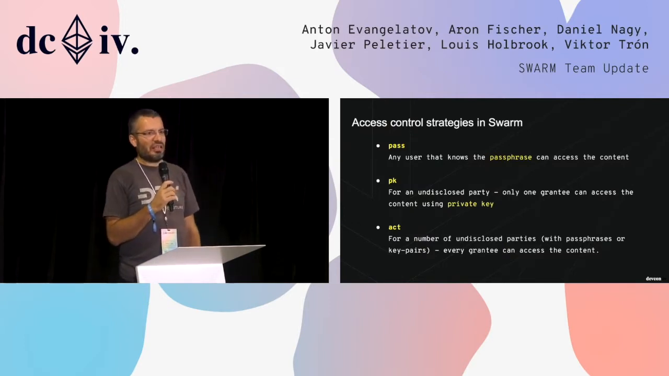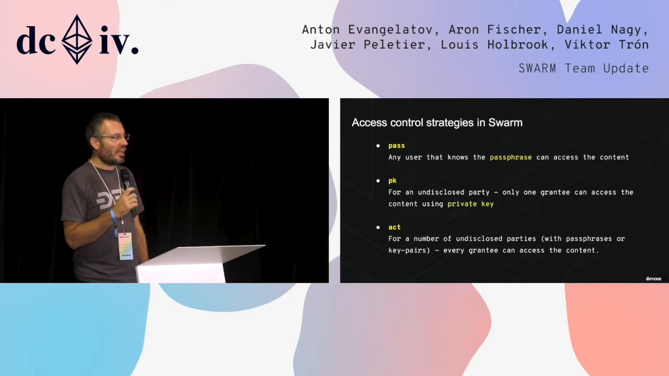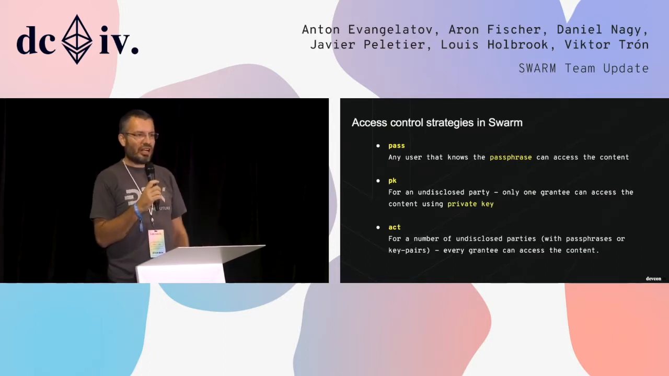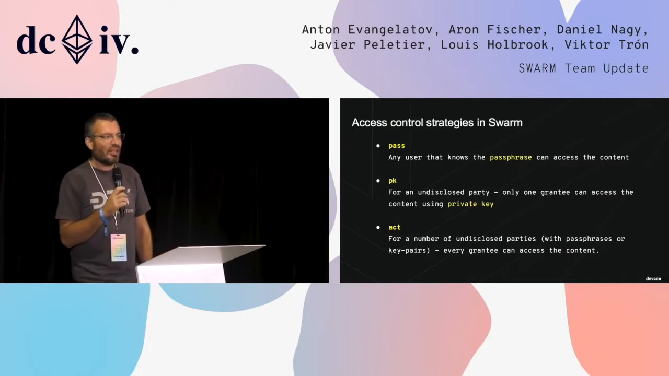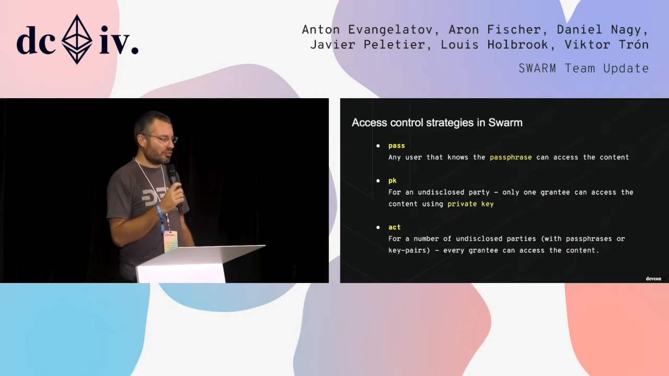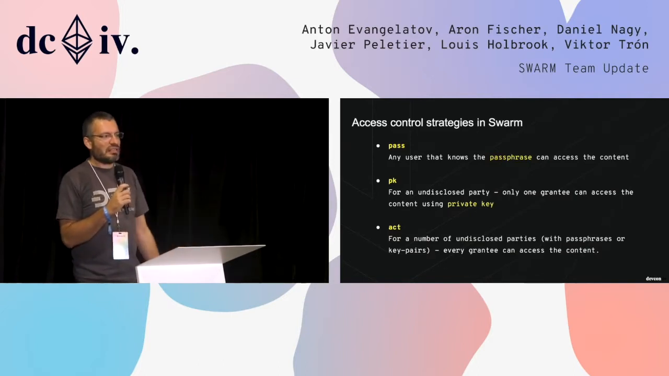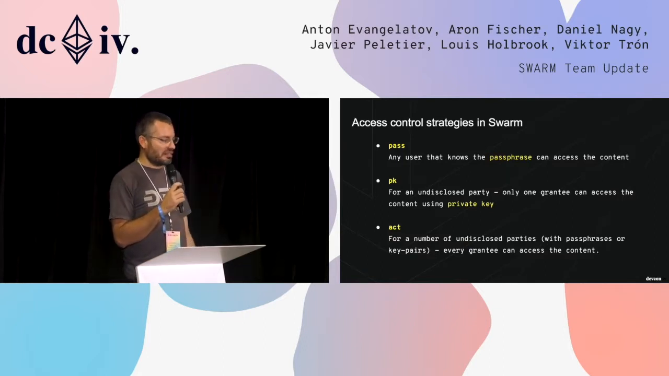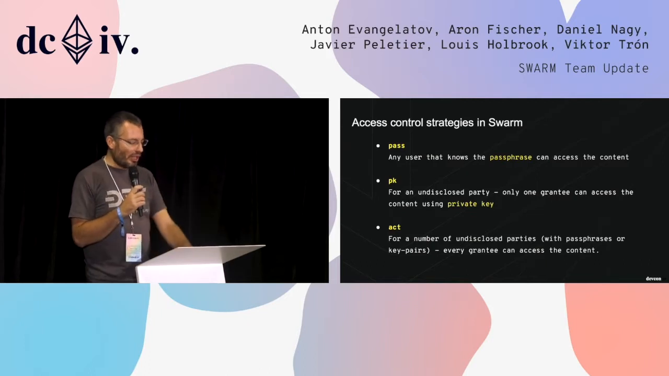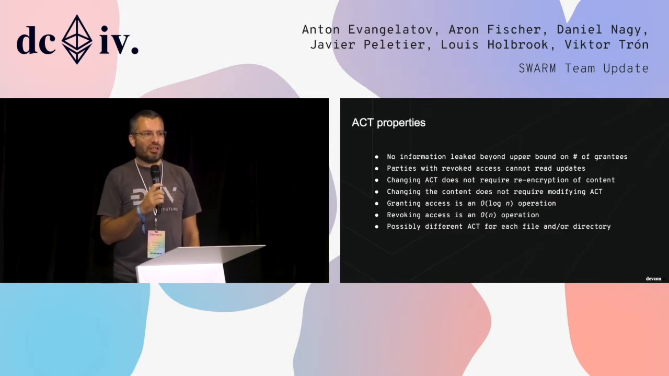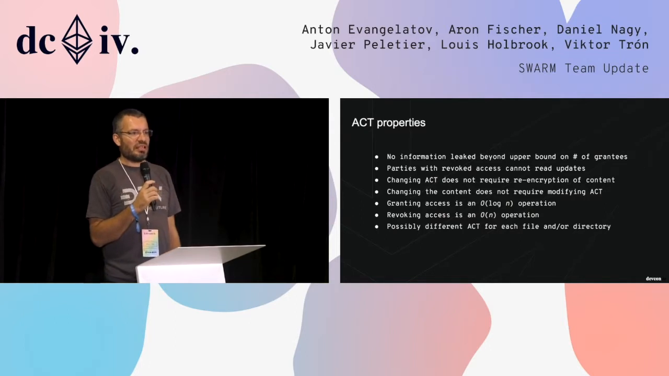And the most sophisticated and most finely grained access control mechanism that we have implemented in Swarm is the access control trie, or ACT for short. This is basically an efficient organization of access control lists. And in these lists, you can have users of both kinds, so both passphrases and public keys, in such a way that there's no information disclosed beyond an upper bound on the size of the ACL.